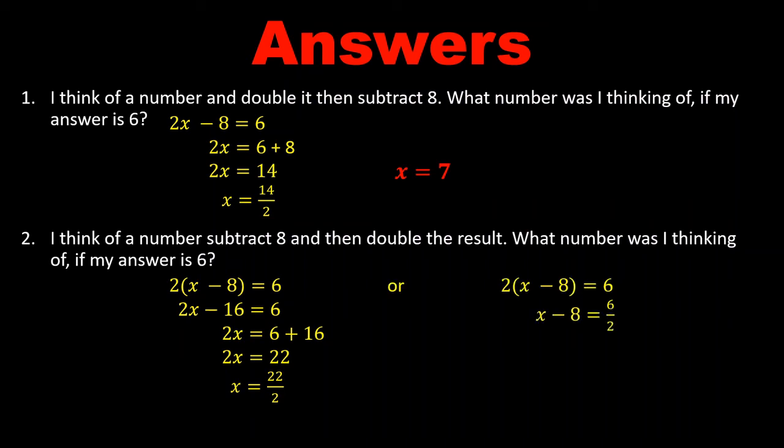The opposite of doubling, divide by 2. Then the opposite of subtracting 8 will add 8. But either way, you get the same answer. 22 divided by 2 is the same thing as 3 plus 8, and in both cases, it's 11.